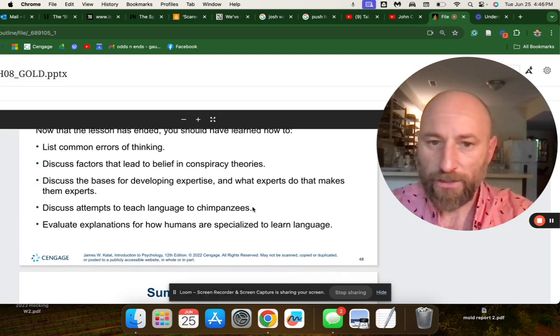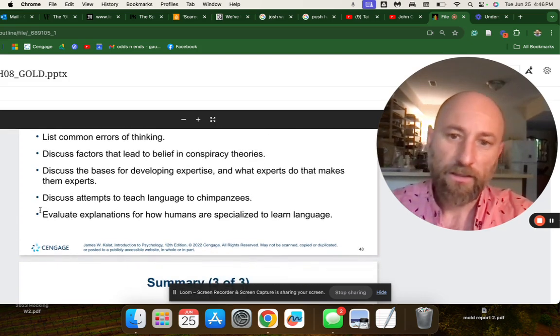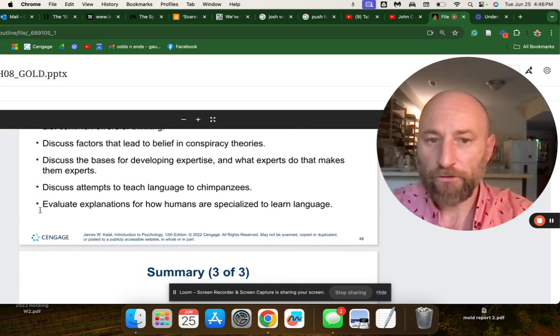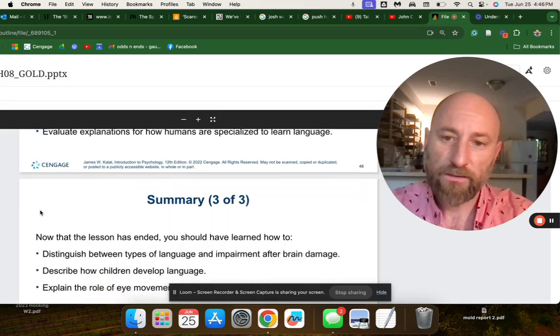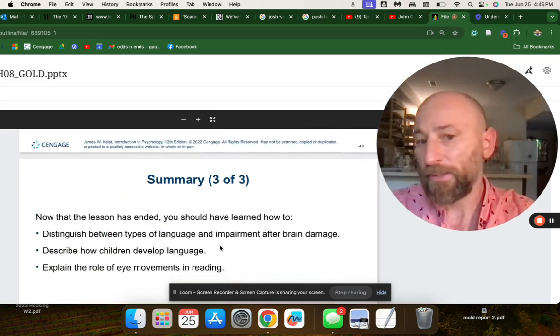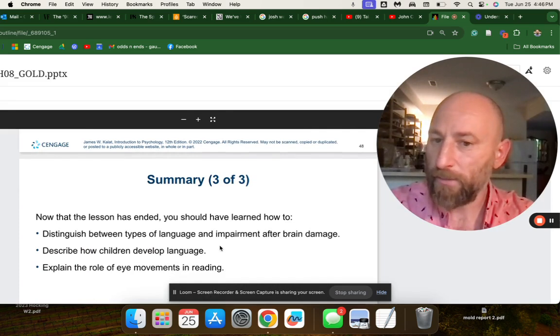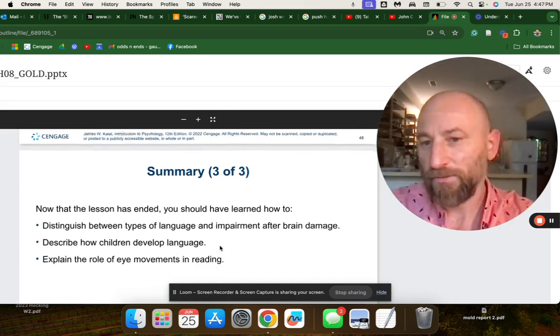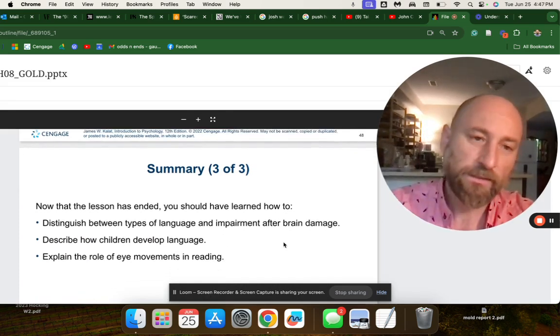Discuss attempts to teach language to chimpanzees. Evaluate explanations for how humans are specialized to learn languages. Distinguish between types of language and impairment after brain damage. Describe how children develop language, and explain the role of eye movements in reading.